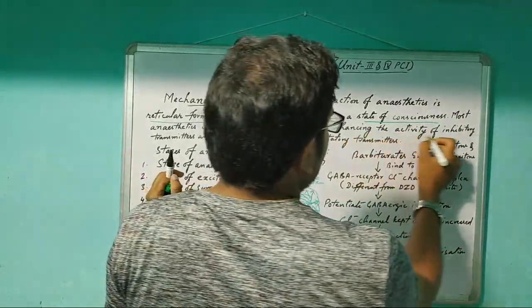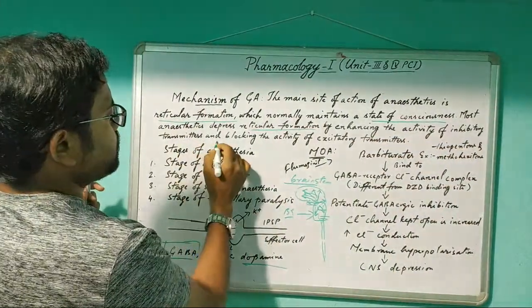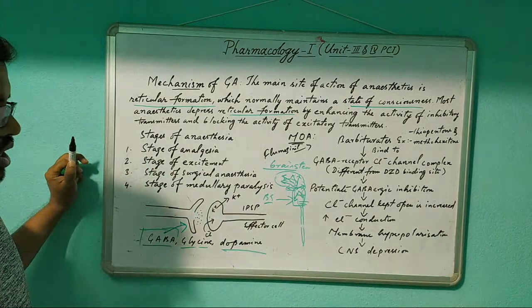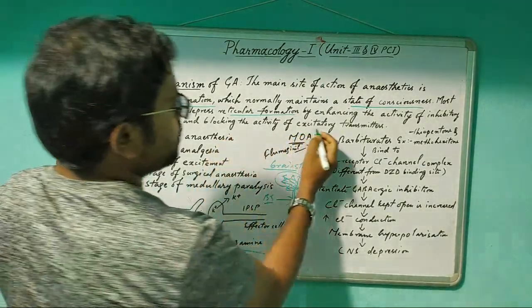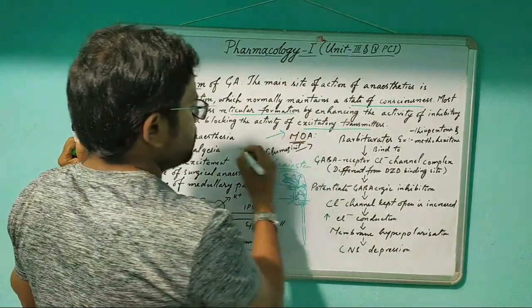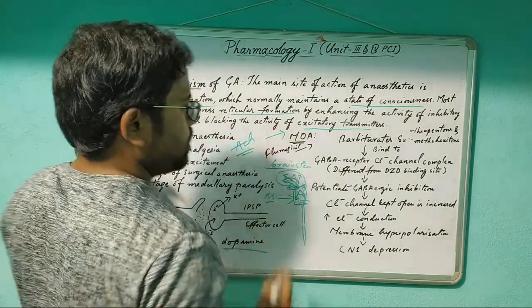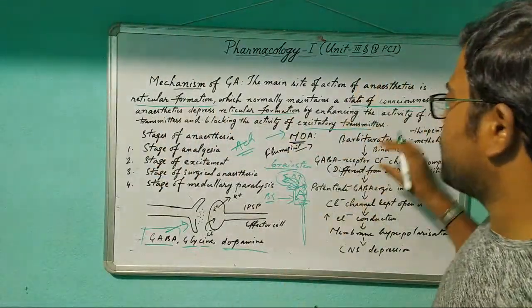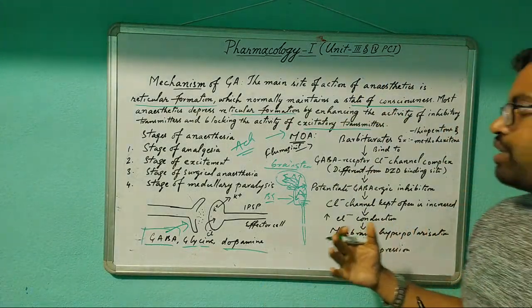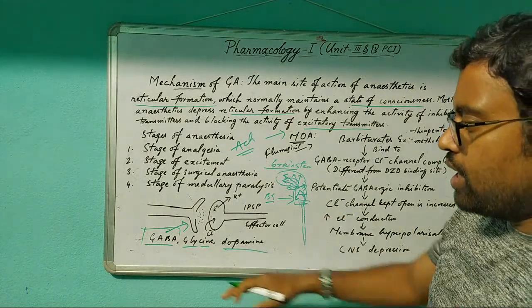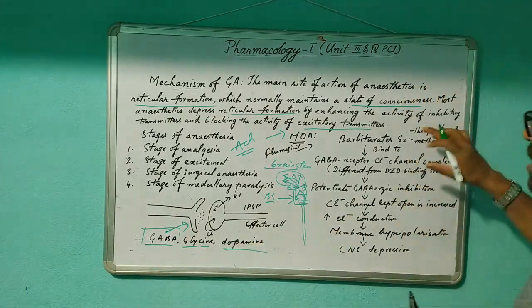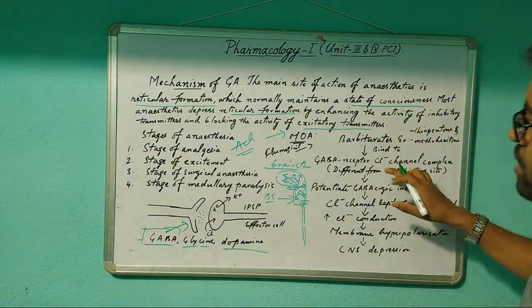This is done by enhancing the activity of inhibitory transmitters, meaning enhancing GABA's action, and blocking the activity of excitatory transmitters. What are the excitatory transmitters? One very easy example is acetylcholine. Excitatory transmitters are always doing activity in our body, contractions and relaxations, while this mechanism is in an inhibitory mode. So this is the mechanism, stepwise.